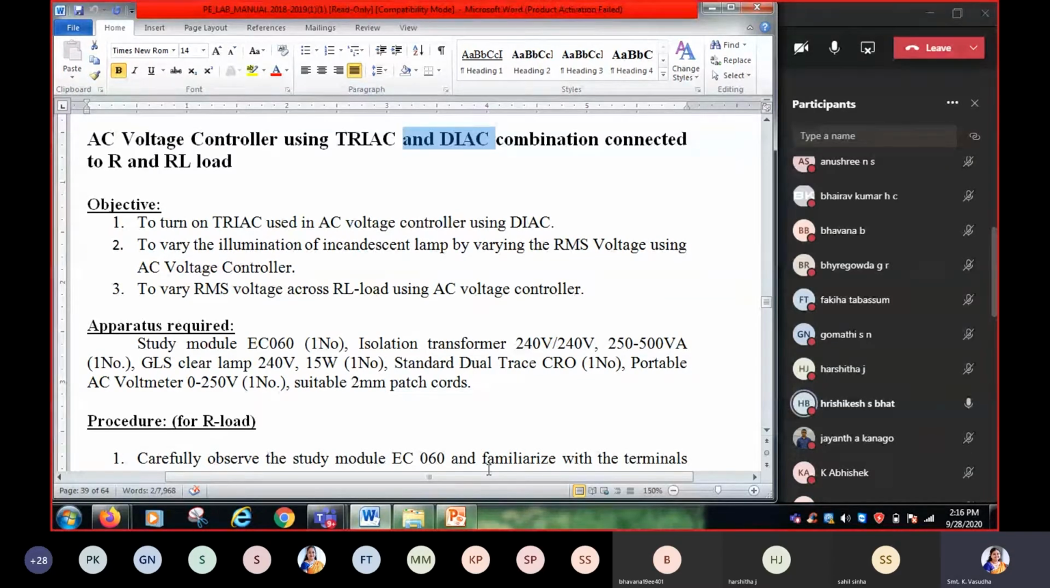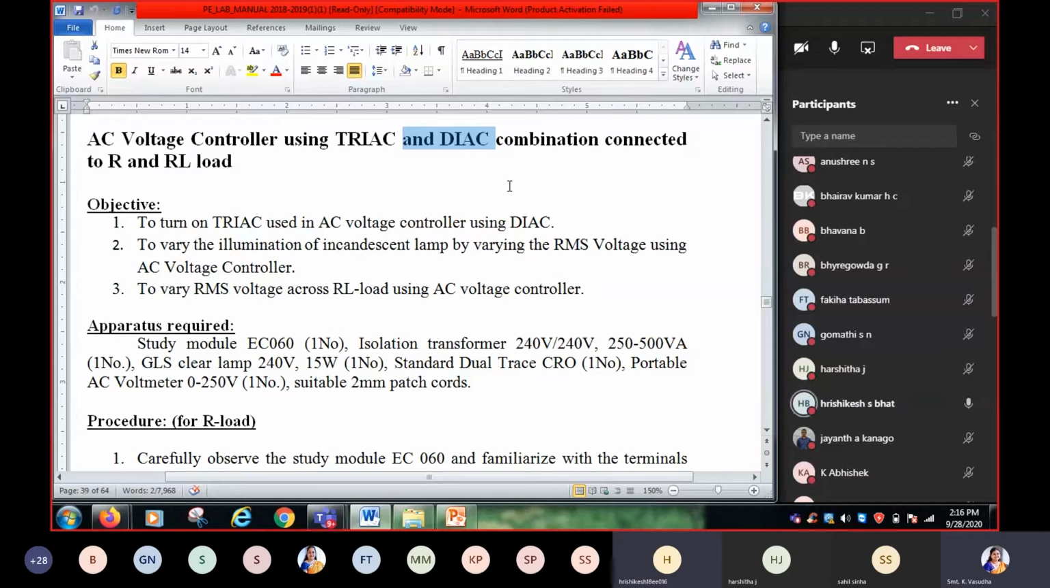Ma'am, diac is for alternating current. Triac is for alternating current, diode is for DC current. I think so. As the name says, DIAC is the diode for alternating current.